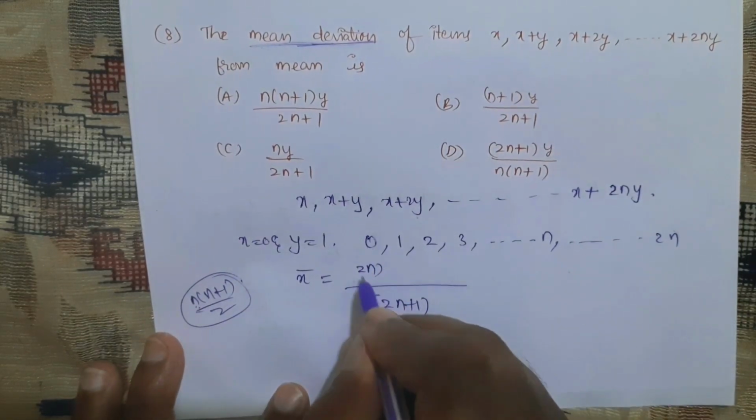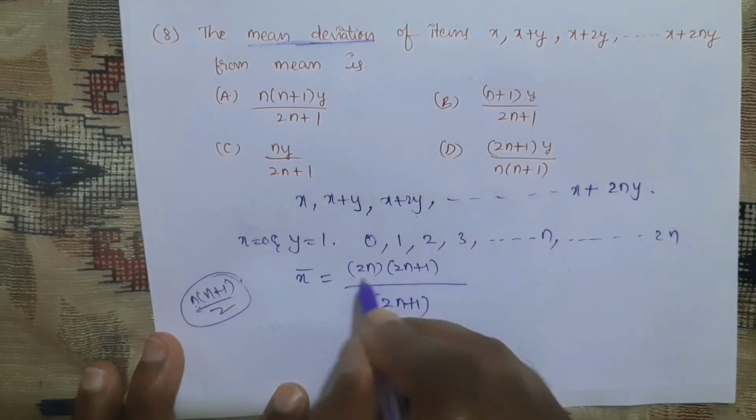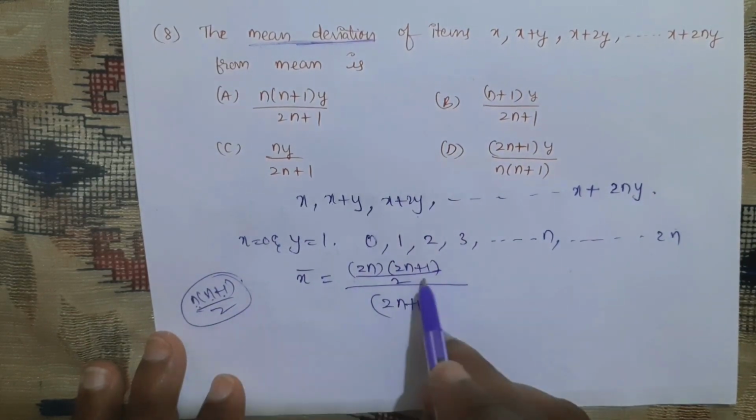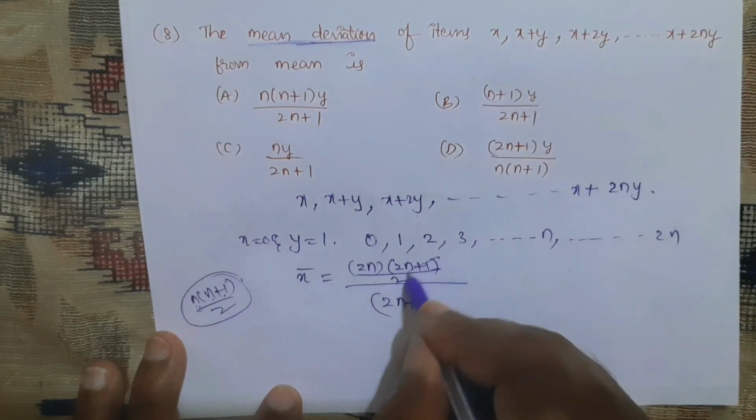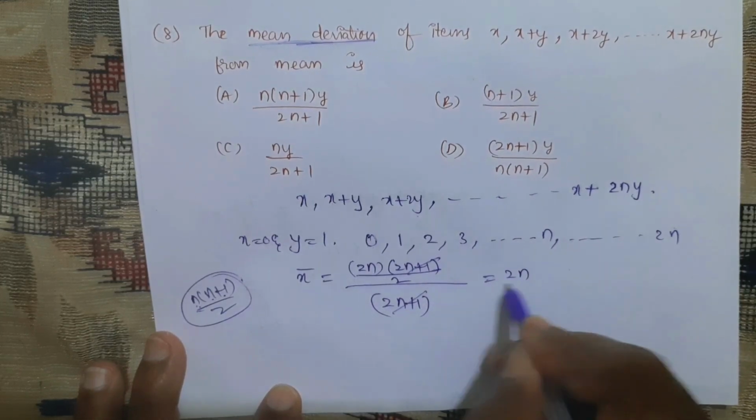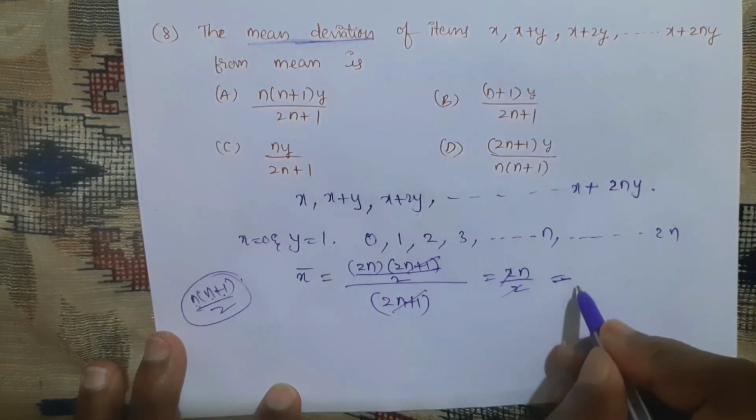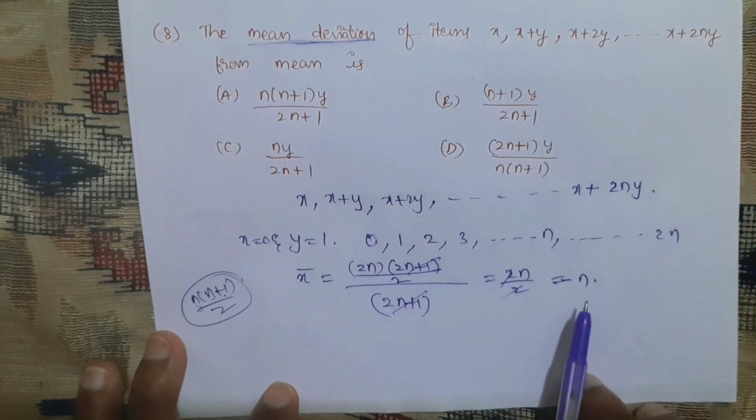That means this is 2n into (2n plus 1) divided by 2, times 1 over (2n plus 1). Here 2n plus 1 cancels, and you get 2n by 2, which again is equal to n. This is what the mean is.